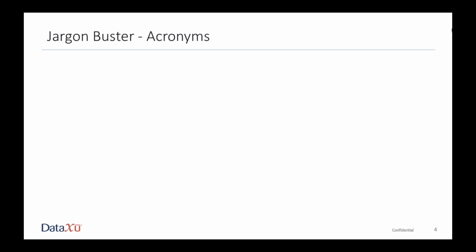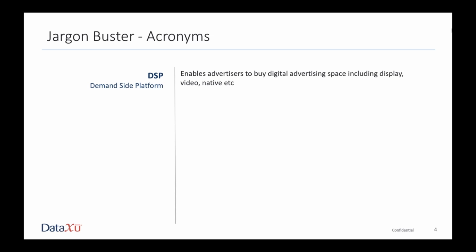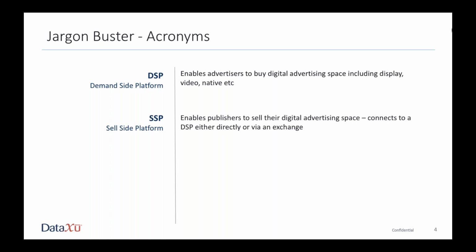So, jargon buster. DSP, a demand side platform. This is where advertisers will buy their digital advertising space. This includes mobile, display, connected TV. SSP, supply side platform, or sell side platform. And this is where publishers will sell their inventory.